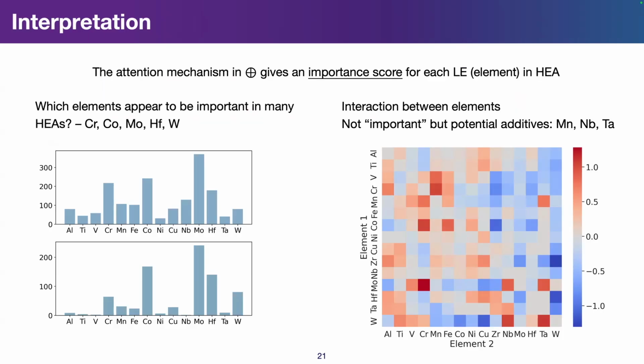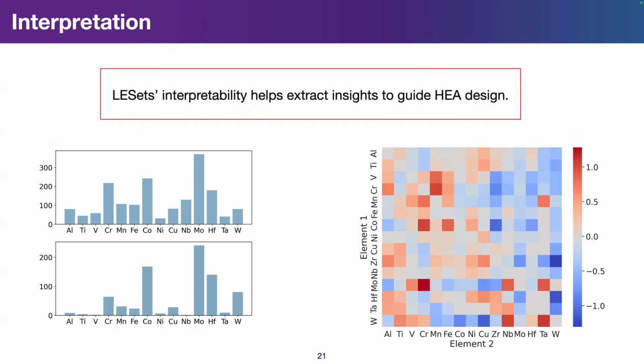And we could also see the interaction, like how the presence of element 2 affects the importance of element 1. By this, we can see some elements that are not important on their own, but could be a useful additive, like manganese. So this interpretability could help us to extract some insights to guide HEA design.